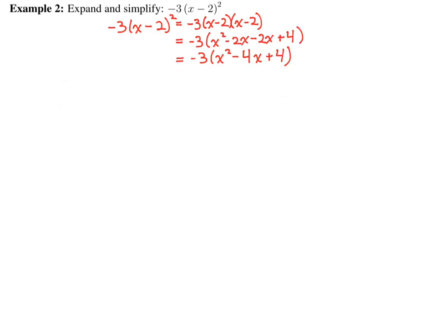Again, I might point out that this negative 4 here in the middle is double the minus 2's, or double the minus 2 in the original problem. That, again, will be a key thing moving forward. But we're not done yet. That negative 3 still has to happen. So go ahead and distribute the negative 3 in, so you get negative 3x squared plus 12x minus 12.